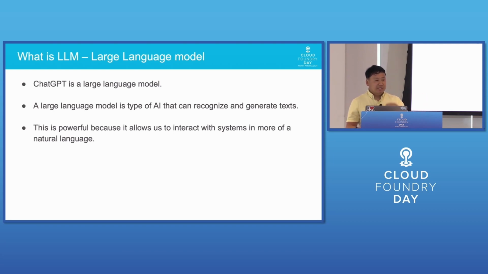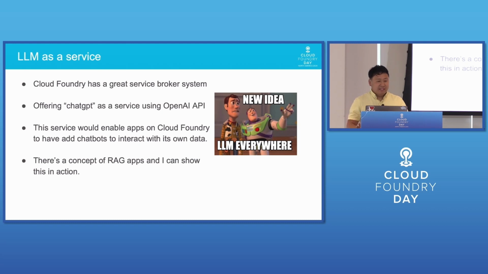Somebody who's not a developer might be able to talk to a system to find out data around a system. So my next idea is Cloud Foundry has a great service broker system. What if we offer LLM as a service? What if we just did cf create-service and now we have an LLM? By offering ChatGPT as a service, we can use the OpenAI API to allow developers to use that. This service would enable developers to start adding chatbots with their own data within their own Cloud Foundry system.